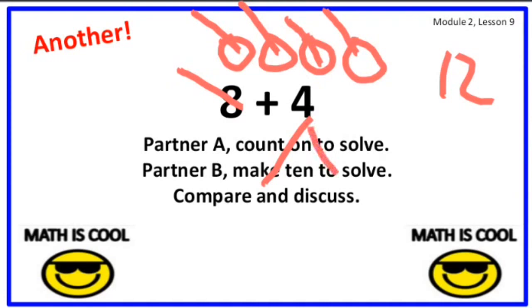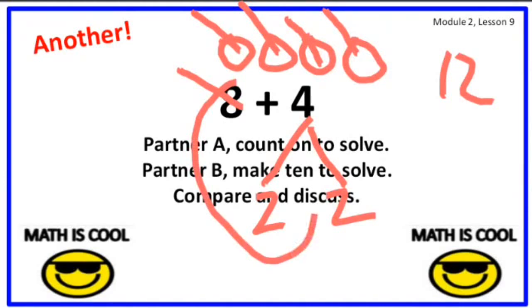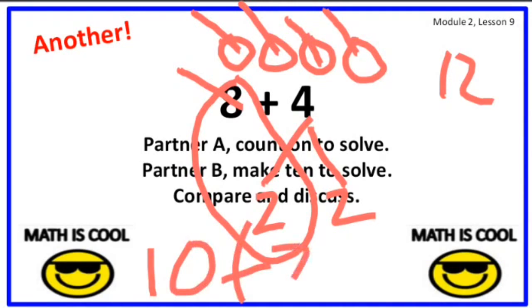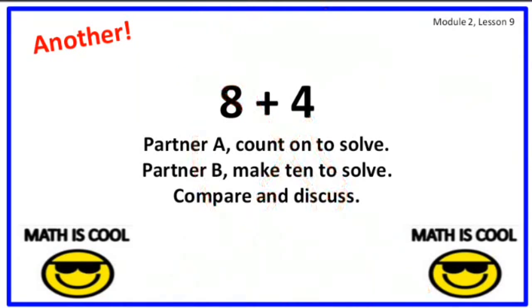Now let partner B make his own 10. He wants to share his 4 into 2 and 2. And what's left? 2. So 8 and 2 makes 10. That gives us 10 plus 2 equals, what's 10 plus 2? 12. You can see they both got the same answer. 12, 12. Very good.